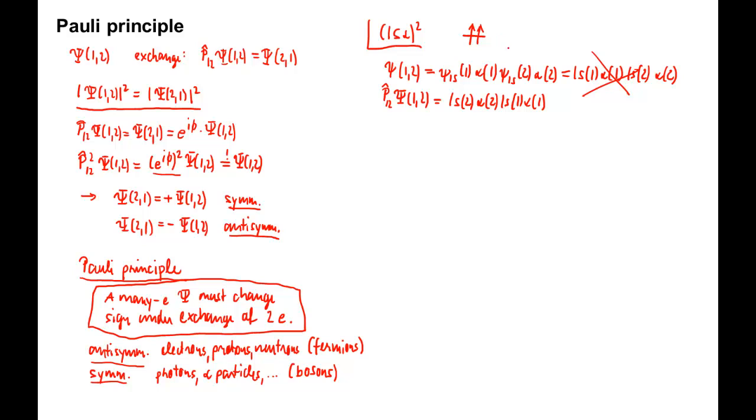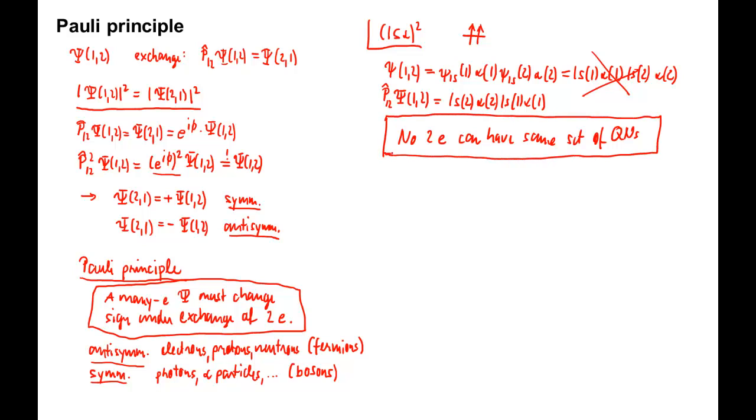From this we see that no 2 electrons in an atom can be in the same orbital with the same spin, or no 2 electrons can have the same set of quantum numbers. This is the famous exclusion principle. It is a direct consequence of the more general Pauli principle.